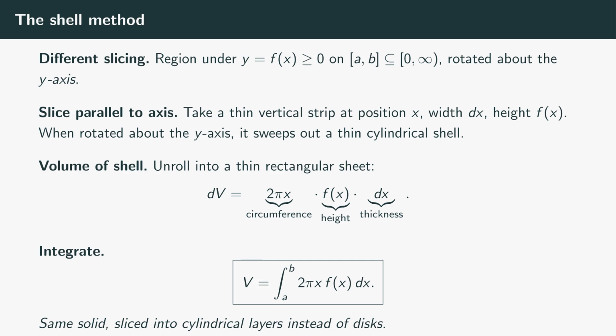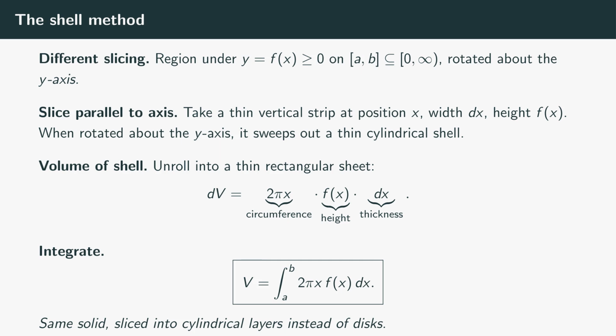When we rotate this strip around the y-axis, it sweeps out a thin cylindrical shell, a tube of radius x, height f of x, and thickness dx. What's the volume of a thin cylindrical shell? Imagine slitting it lengthwise and unrolling it into a flat sheet. The sheet has width equal to the circumference 2 pi x, height f of x, and thickness dx. Its volume is the product, 2 pi x times f of x times dx.